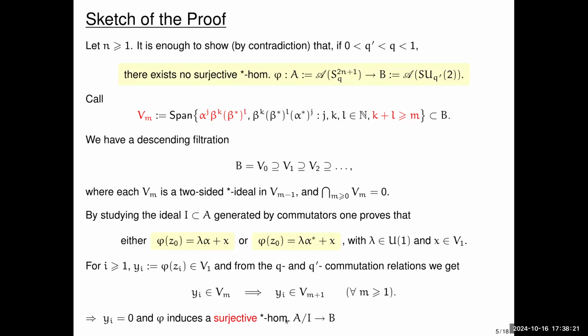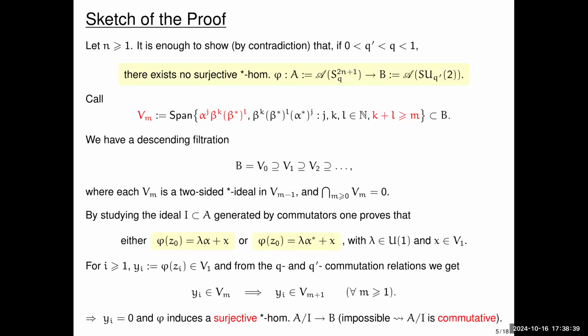So you get a surjective star homomorphism from the quotient A over I to B, but I is the ideal generated by commutators, so the quotient is commutative. B is not commutative, and so this is the contradiction. So this is the idea of the proof. Well, it is not very difficult, but okay. You have to think about it.